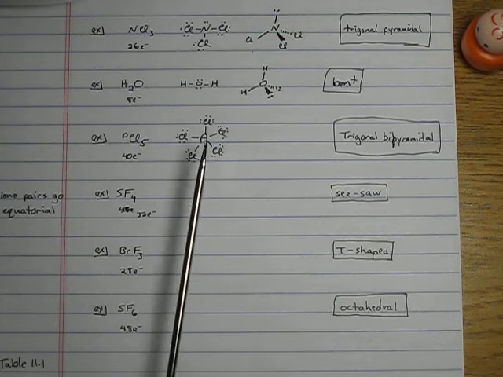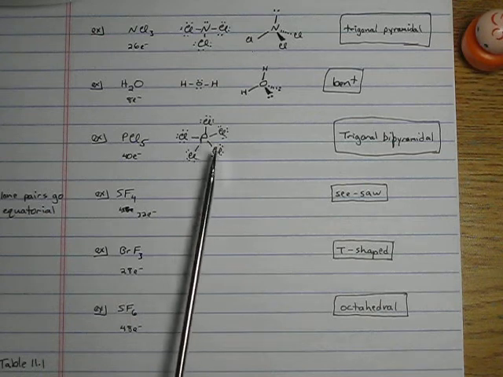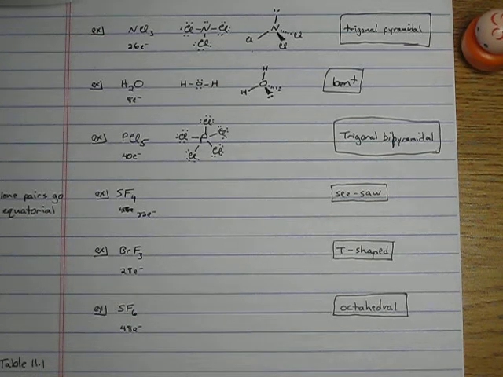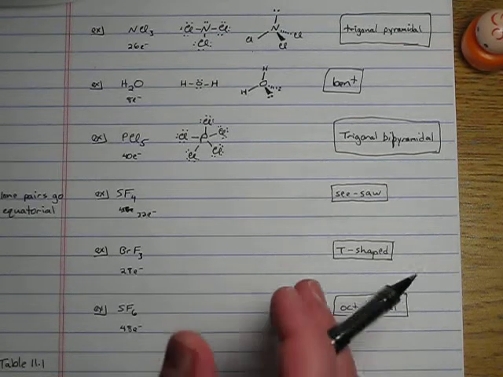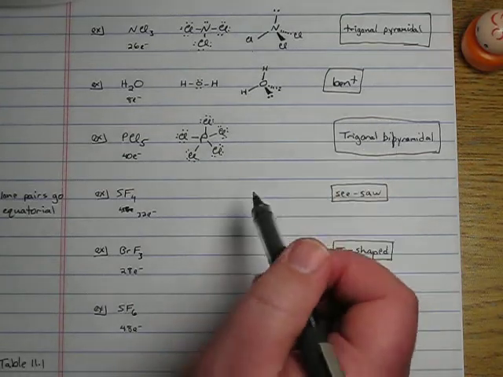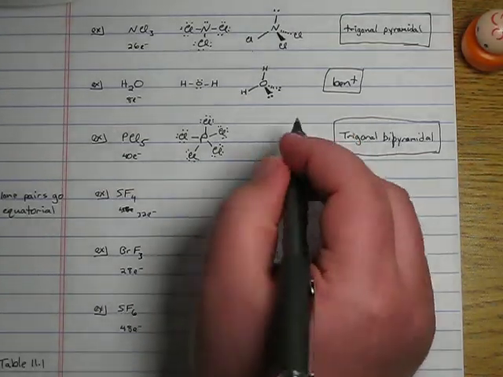So phosphorus can have an expanded octet. It can have 5 groups around it. Note, NCl5 does not exist. There's no nitrogen with 5 chlorines around it because nitrogen cannot expand its octet. All right, and so the question then is, how do 5 things arrange themselves? Well, they do it like this.